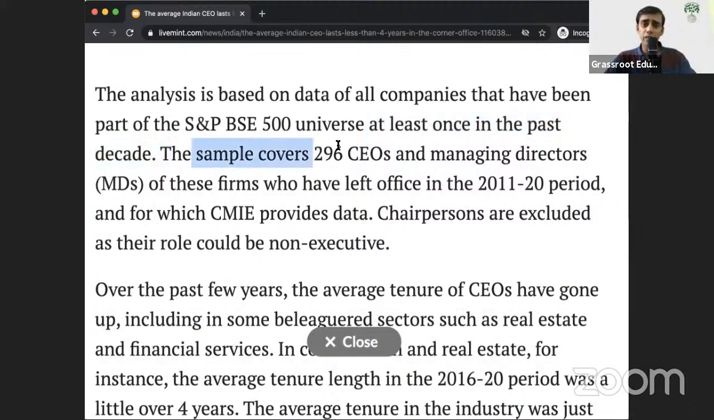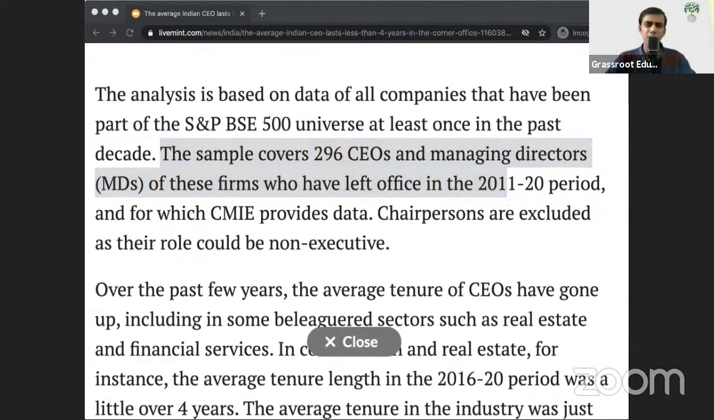The sample covers, what do you mean by sample? Tell me. The sample covers 296 CEOs and managing directors of these firms who have left office in the 2011 to 20 period. What do you mean by the sample? Very simple. The word sample basically means a collection of data or any other physical item upon which some research or some kind of analysis is done.